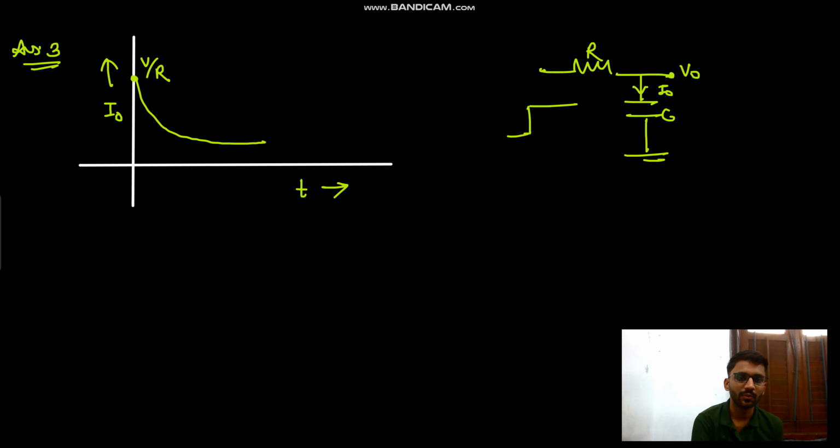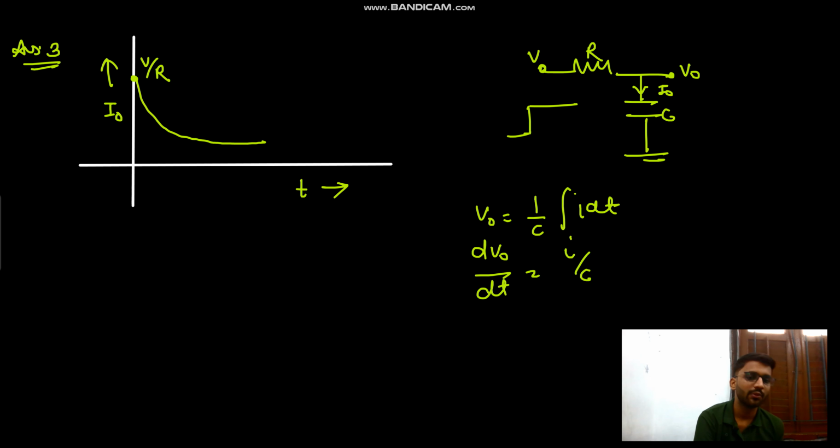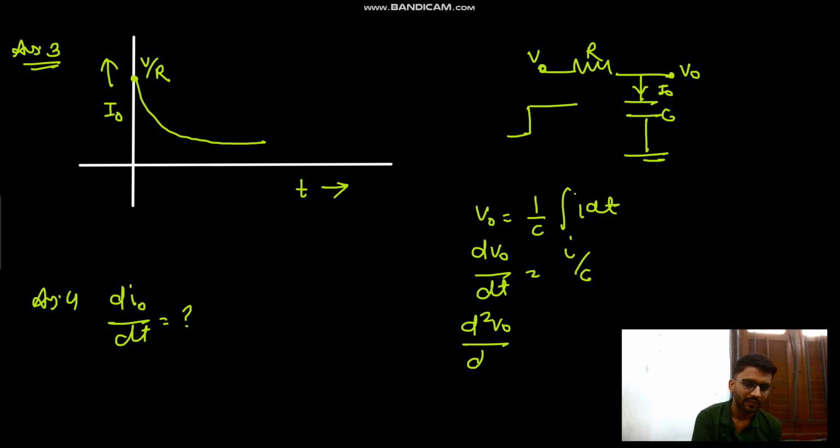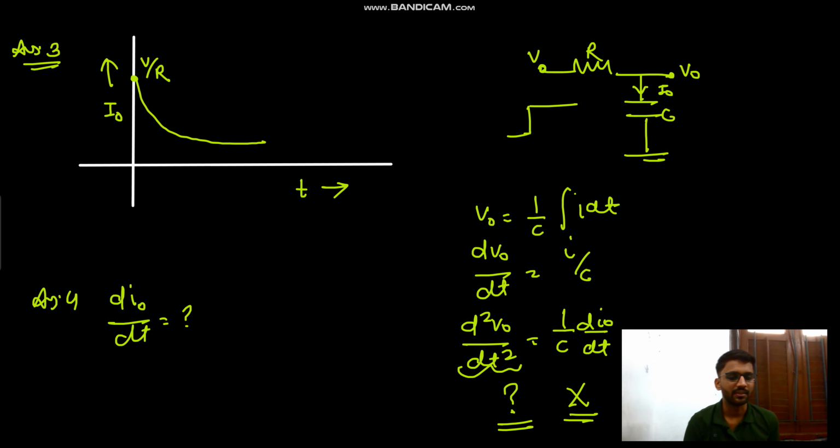So for slope, what can you do? If you write dV naught equals 1 by C integration of I dt, then you have to differentiate it. dV naught by dt equals I by C. Now you need to find dI naught by dt for answer 4, right? So you will differentiate it once again. But now you don't know this value, so you can't go by this approach.